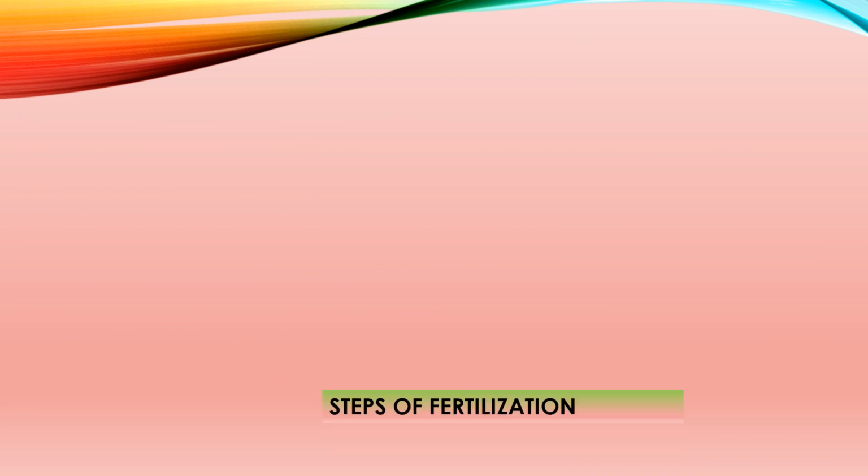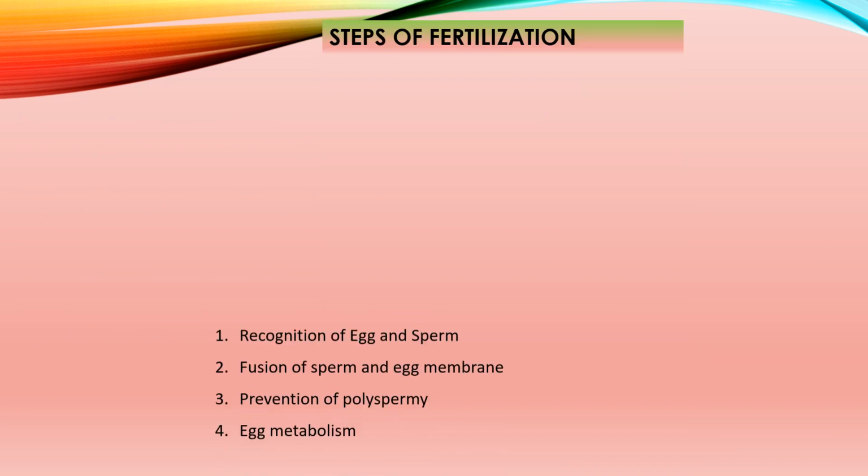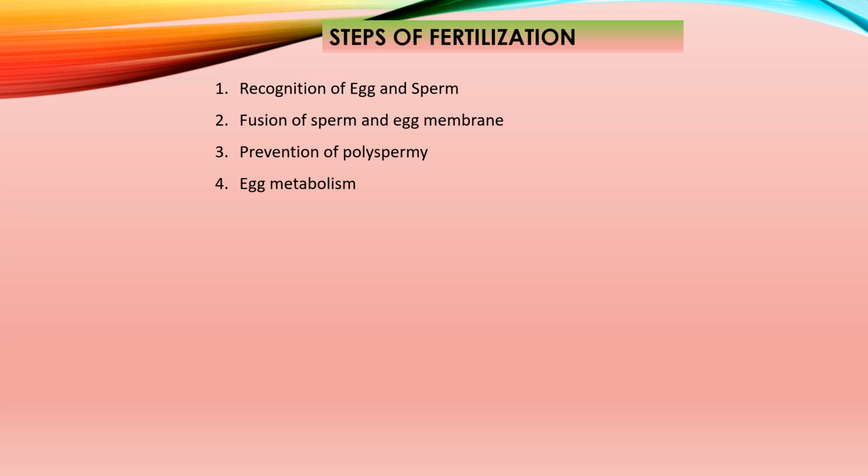Next come the steps of fertilization. What are the steps of fertilization? Fertilization has four steps. The first one is the recognition of egg and sperm. The second is the fusion of sperm and egg membrane.